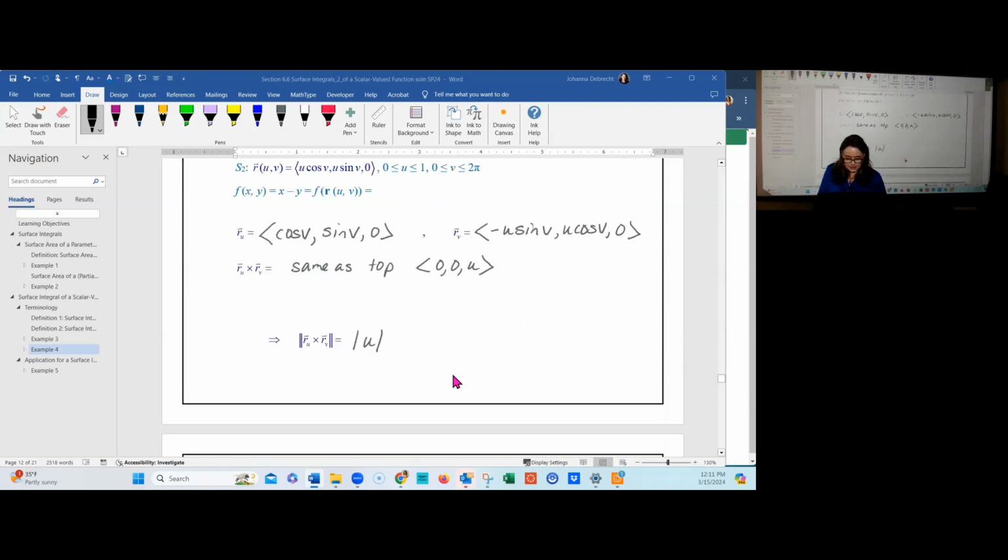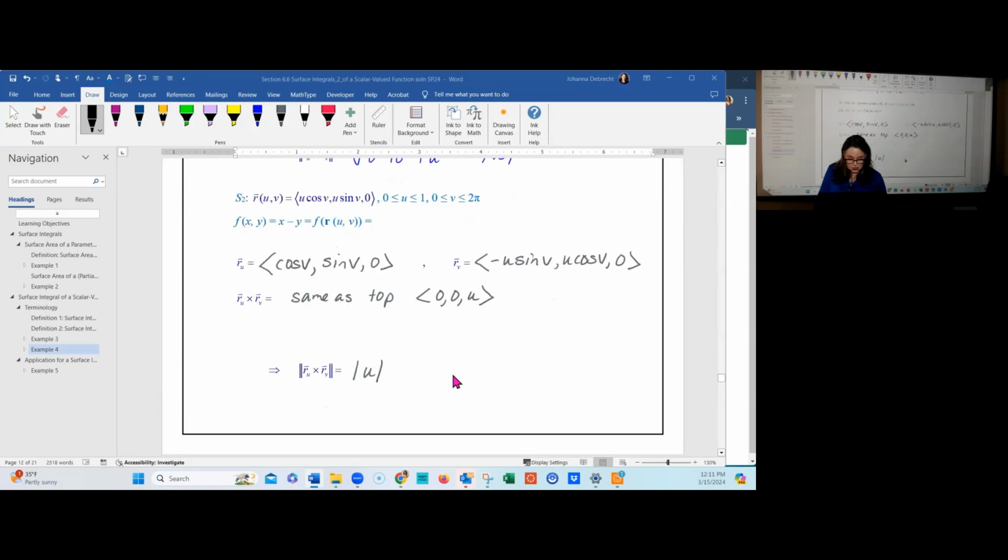Let's take a look at the second parameterization, which is the bottom edge of this cylinder, which is the bottom circle. So our parameterization here is similar, u cosine v, u sine v, 0, where the z value is 0 for the bottom of the cylinder, u again varying from 0 to 1, and v from 0 to 2 pi.